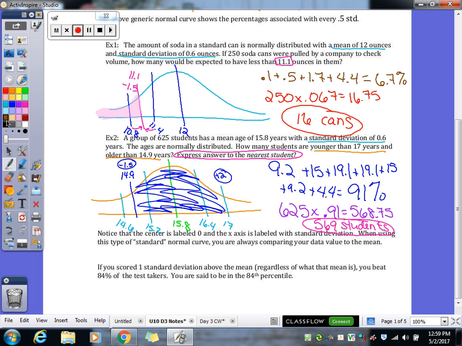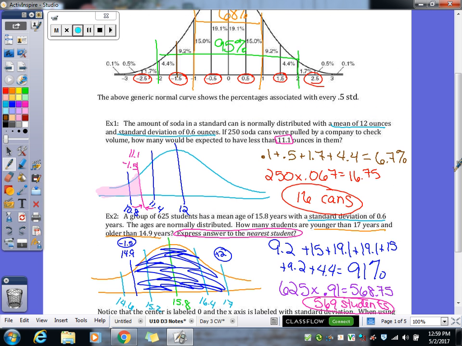So then here it says, notice that the center is labeled 0 and the x-axis is labeled with your standard deviations. So our center right here is 0 standard deviations. That's your mean. Because what you have to remember is your standard deviation is how far you are from the mean. So if you're looking at the actual mean, your distance from the mean is 0. You haven't gone anywhere.